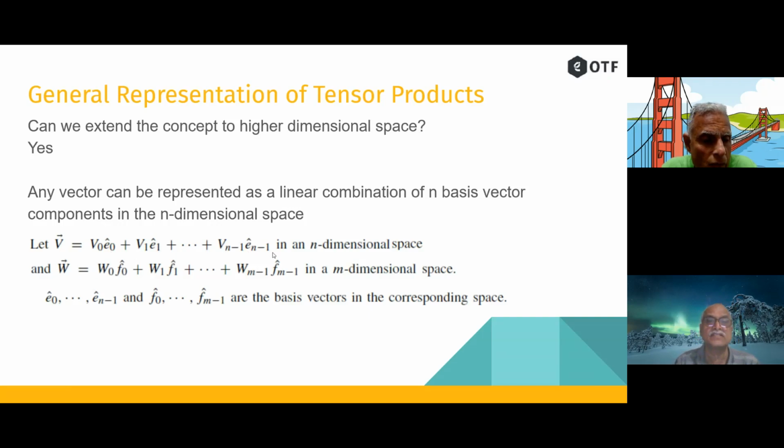What are these? These are the basis vectors in the first space. Similarly, F0, F1, up to Fm minus 1. So all these are once again the basis vectors in the w space, in the m-dimensional space. So you have got two separate spaces, and now you are having a bunch of basis vectors in their respective spaces, and using these we have defined these two vectors. Now the question is, how do I evaluate the tensor product in such a case?